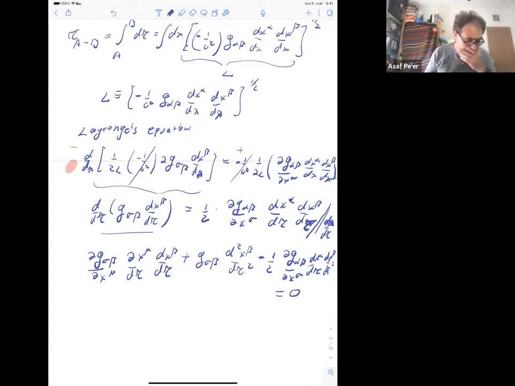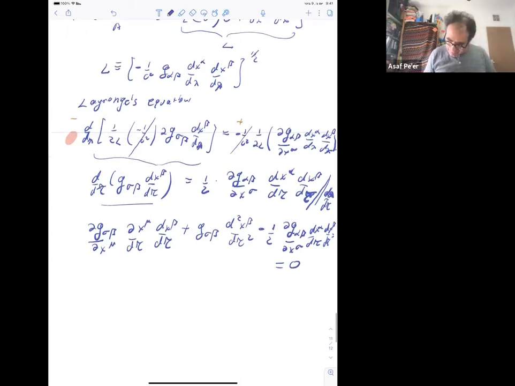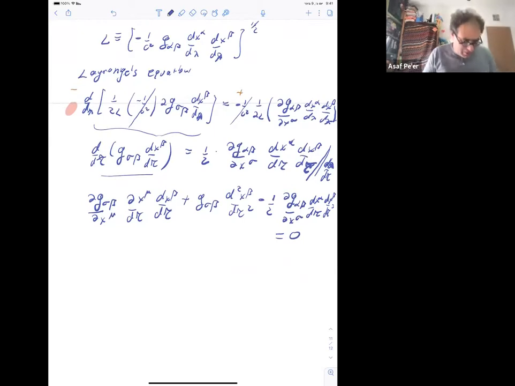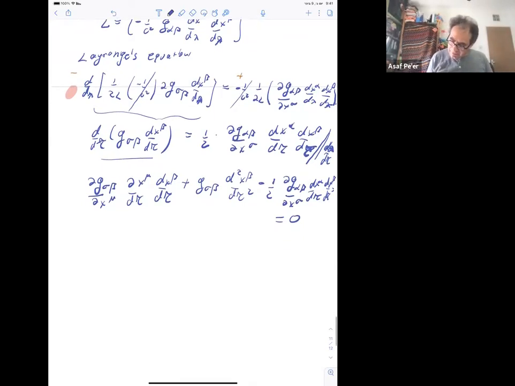Is equal to 0. Okay, that looks annoying, but now you must note the symmetry between alpha and beta. There is symmetry here, and then I can reshuffle the dummy indices in the first term, right? Mu is a dummy index.